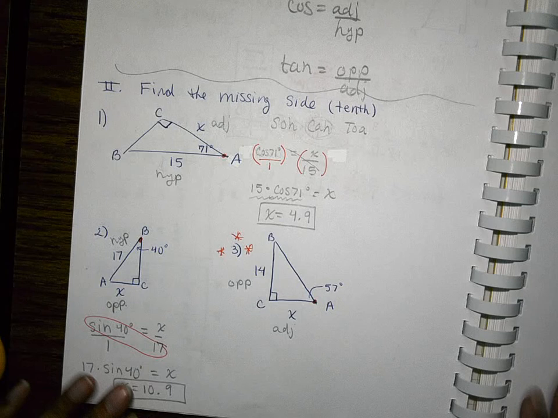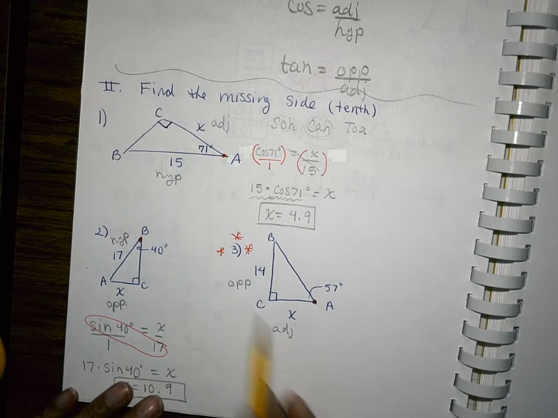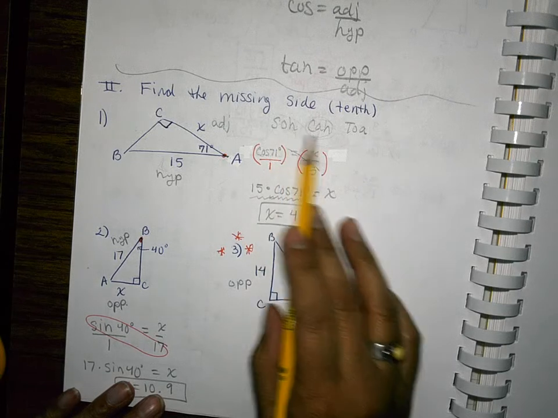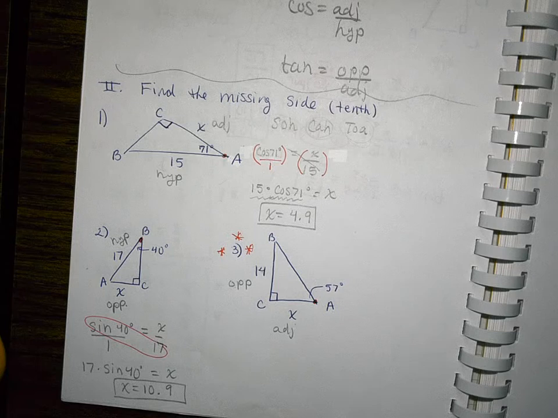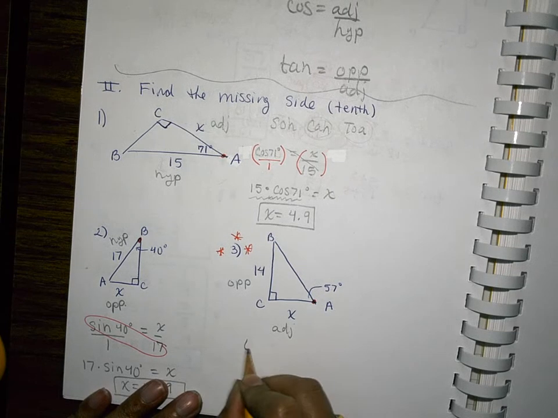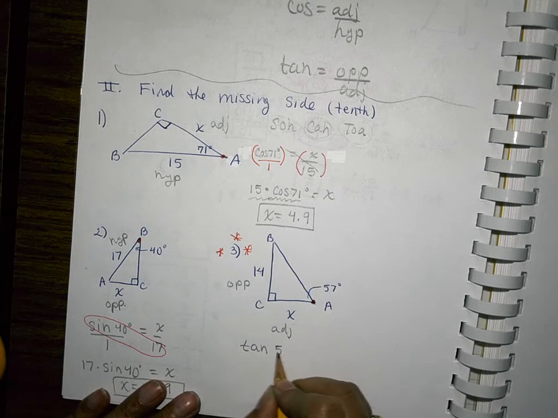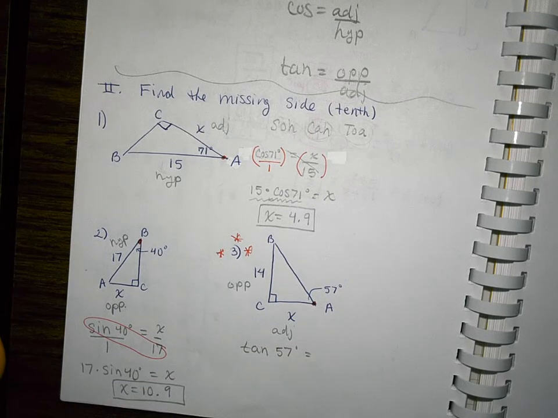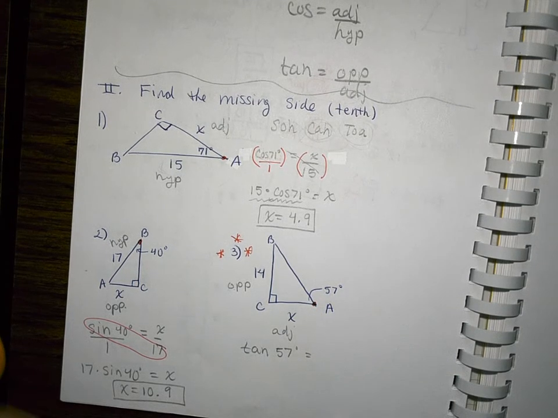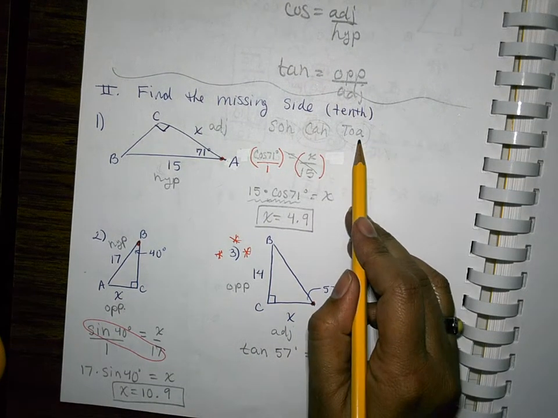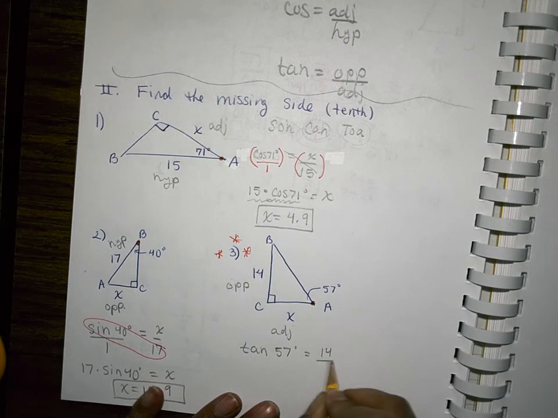Okay, so let's come back to our SOHCAHTOA. Which one deals with opposite and adjacent? Good job. It is tangent. Tangent is opposite over adjacent. So now we're using tangent of the angle, always of an angle. Tangent of 57 degrees. Again, it's always tangent of an angle. Equals opposite over adjacent. Opposite over adjacent. 14 over X.